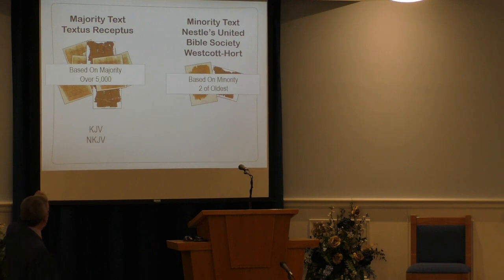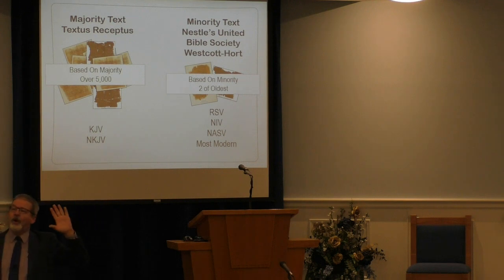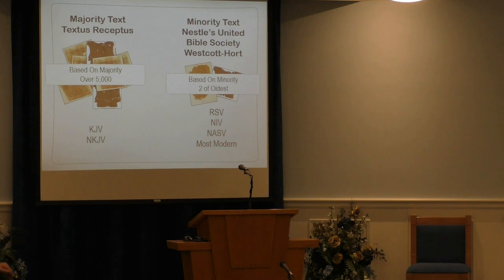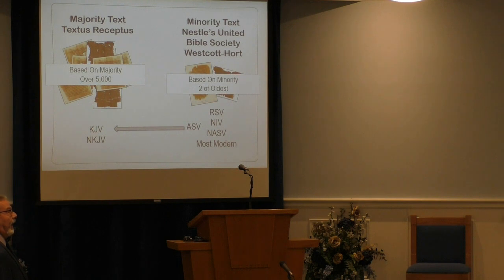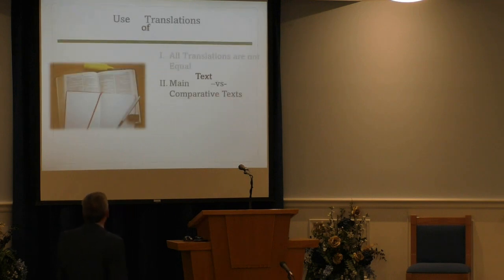Now, the King James and the New King James is based on the majority text. Almost all others are either based or heavily influenced by the minority text. The Revised Standard, the New International, New American Standard. I put the American Standard there because it is influenced by the minority text. However, it is a revision of the King James. You say, how do you know? Philip Schaff, chairman of the committee, said so. That's how I know that to be the case.